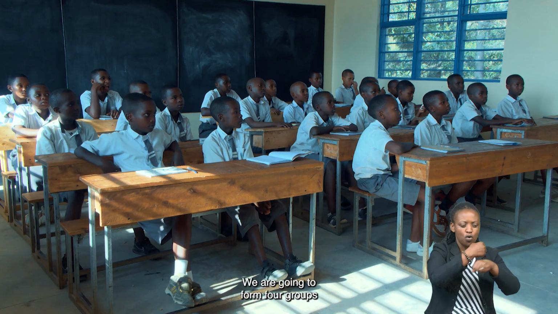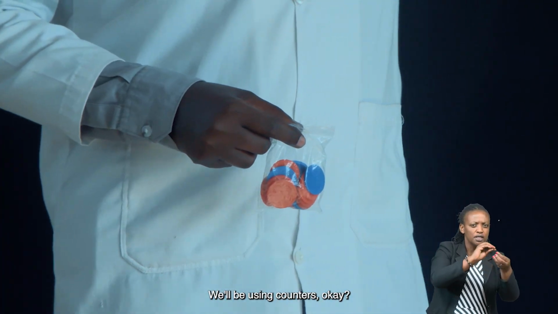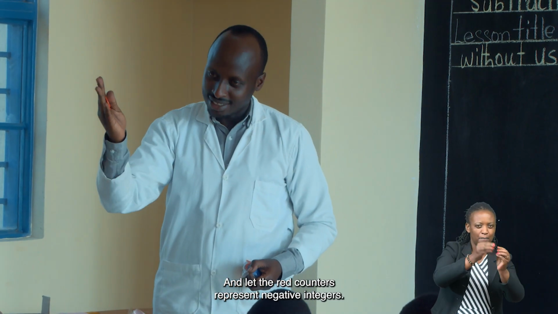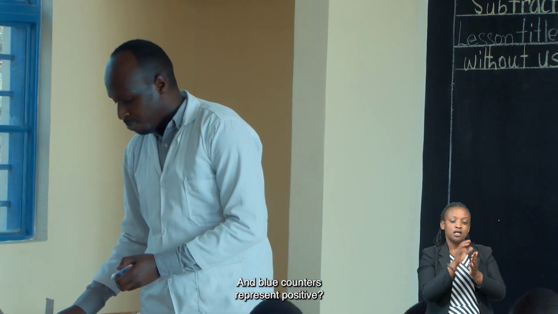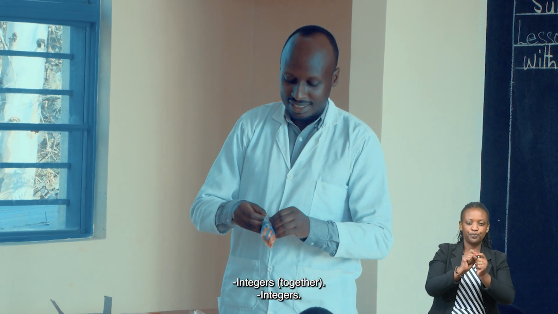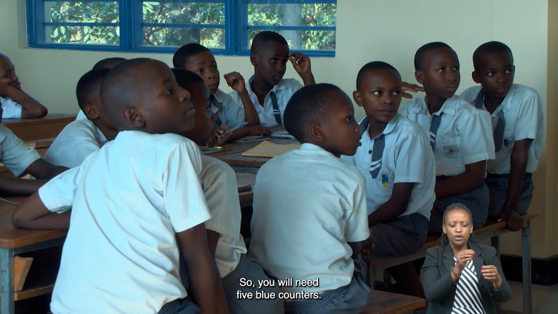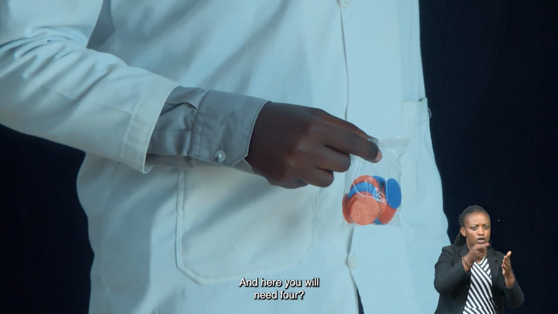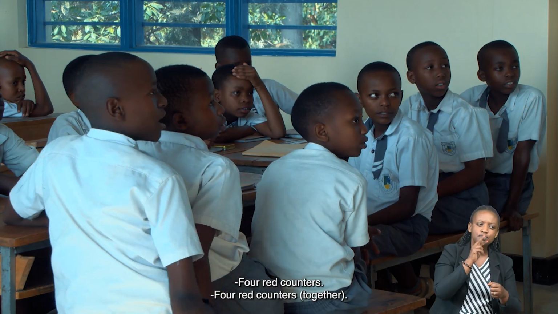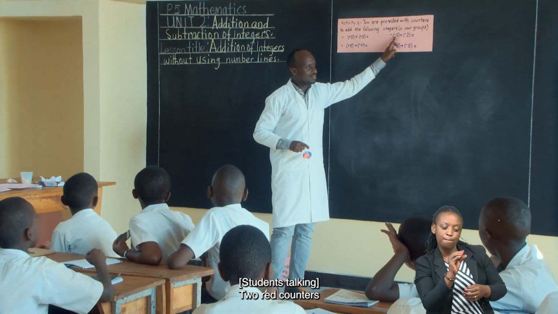We are going to form 4 groups, and then each group will be having 6 members. We'll be using counters, okay? And the red counters represent negative integers, and blue counters represent positive integers. So you will need 5 blue counters. And here you will need 4 red counters. Then here 2 red counters.